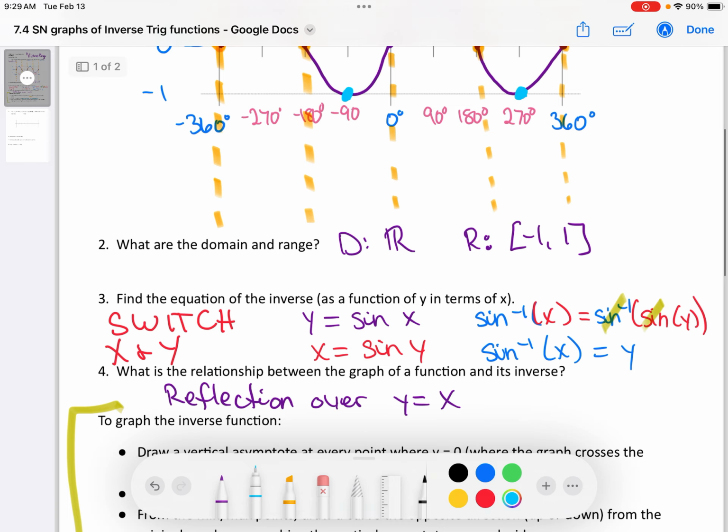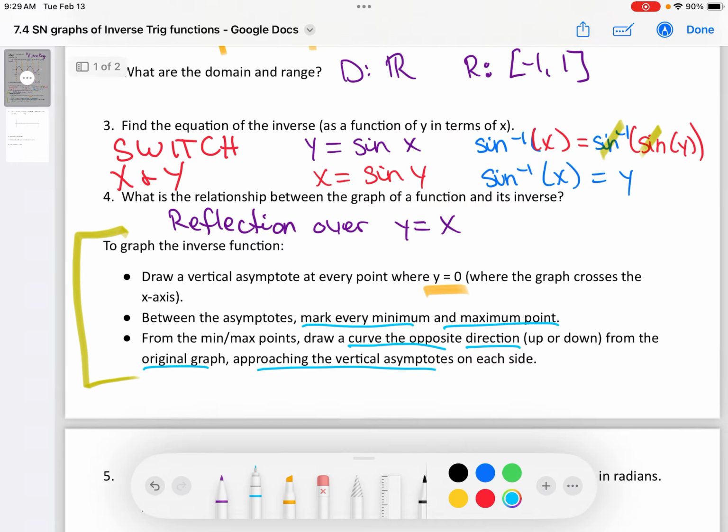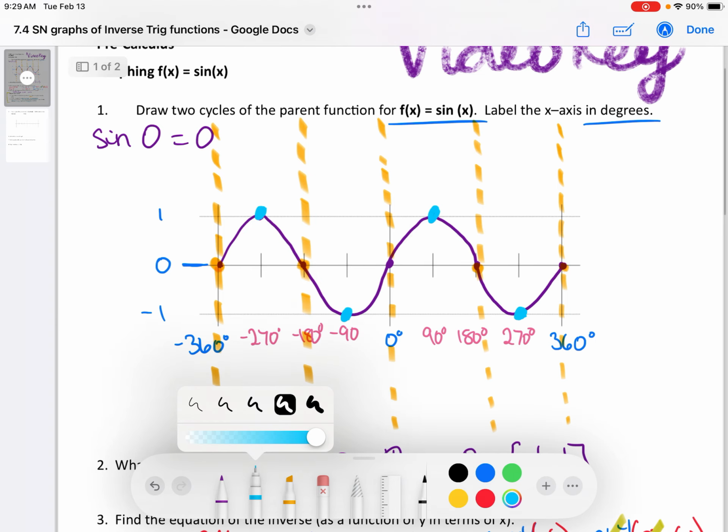Okay? Then, from those max and minimum points, draw a curve the opposite direction, up or down, from the original graph, approaching the vertical asymptotes on each side. So, here's what that is going to look like. We're going to start at this section on the far left.